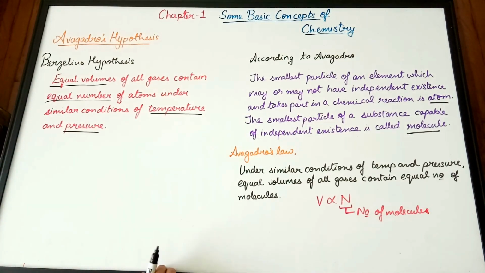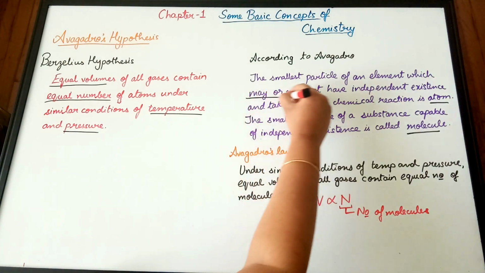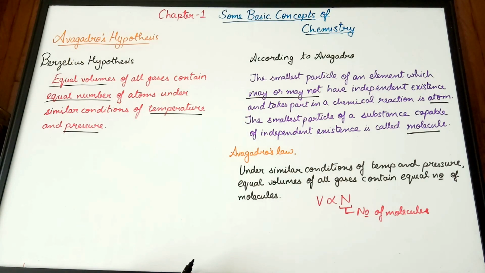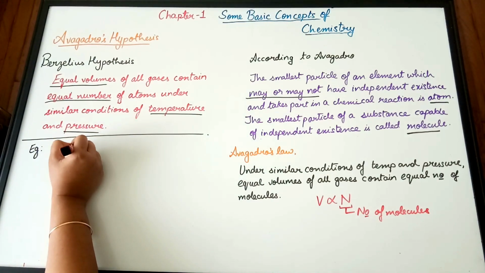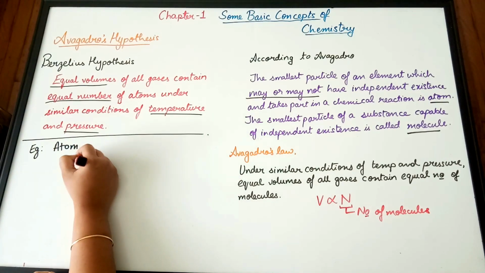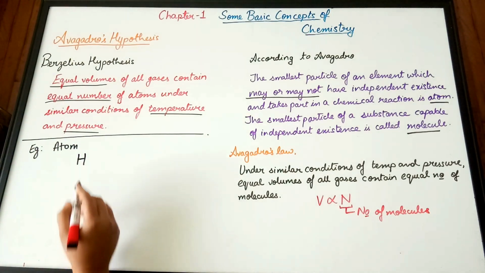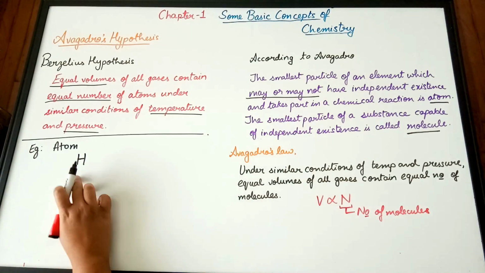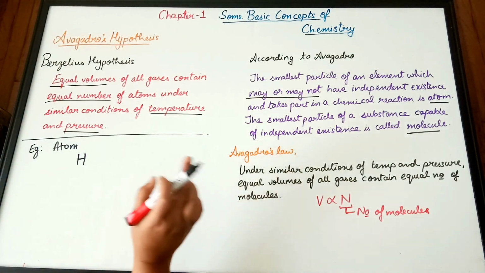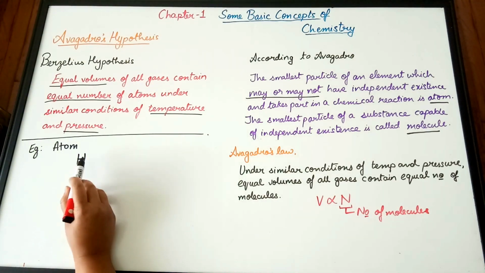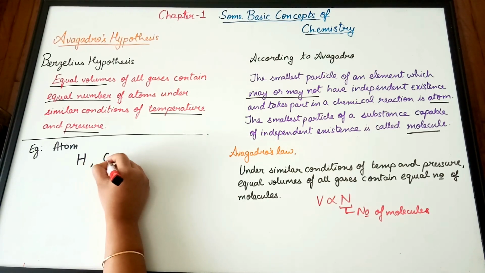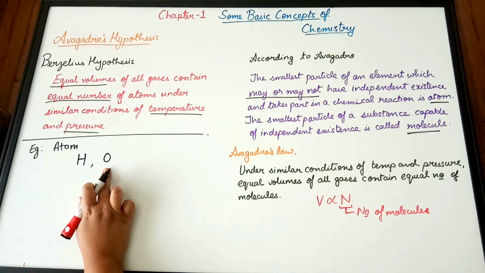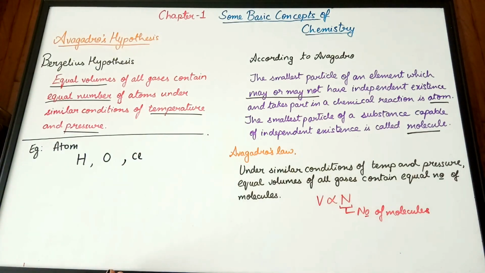So according to Avogadro, the smallest particle of an element which may or may not have independent existence and takes part in a chemical reaction is an atom. So let's take an example. Okay, so we'll start with atom. Now let's talk about hydrogen atom. When I write it as H, it means it is only one atom of hydrogen. Now this atom may or may not exist. So the definition is atoms may or may not have independent existence. But hydrogen does not exist independently. So this is an atom of hydrogen. Next, atom of oxygen. When I just write it as O, it is an atom of oxygen. When I write it as Cl, it is an atom of chlorine.